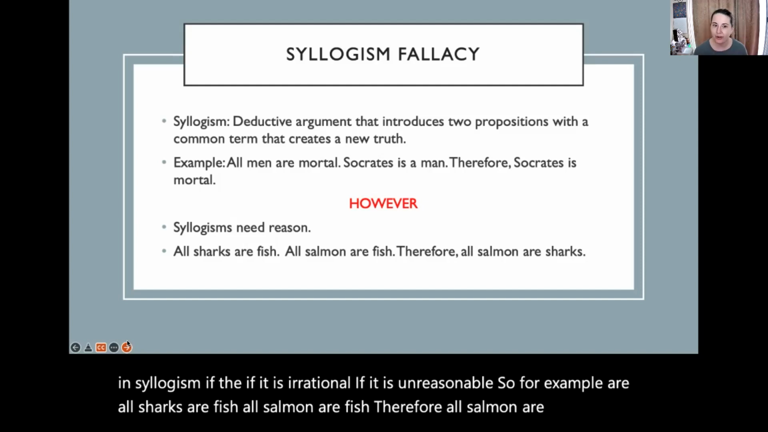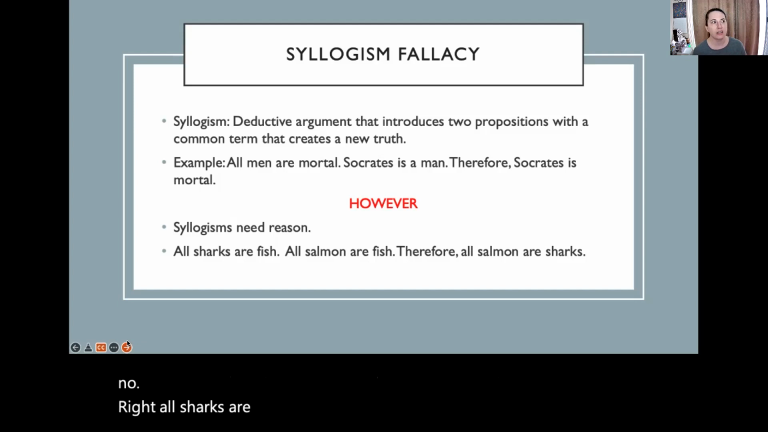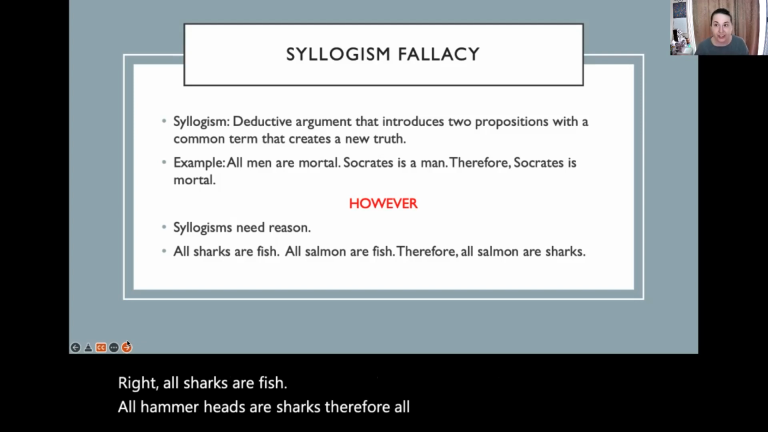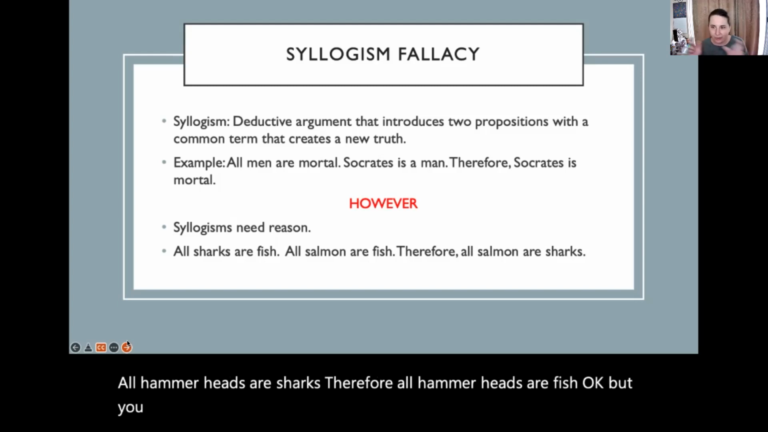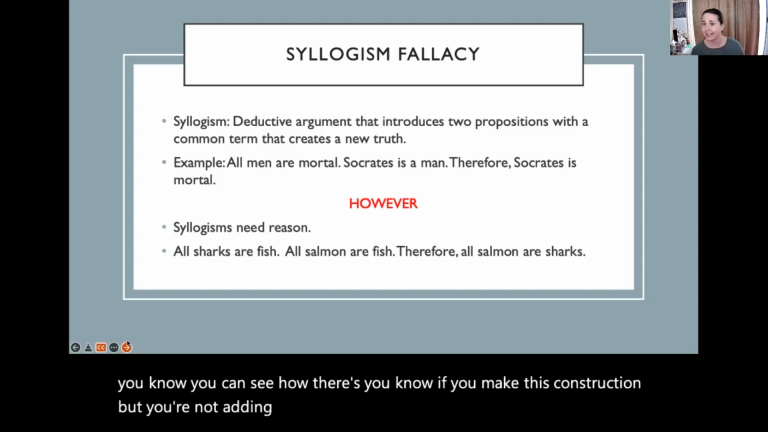Well, no, right? All sharks are fish, all hammerheads are sharks, therefore all hammerheads are fish. Okay. But you can see that if you make this construction without adding in some rationality to it, the fallacy is going to exist.